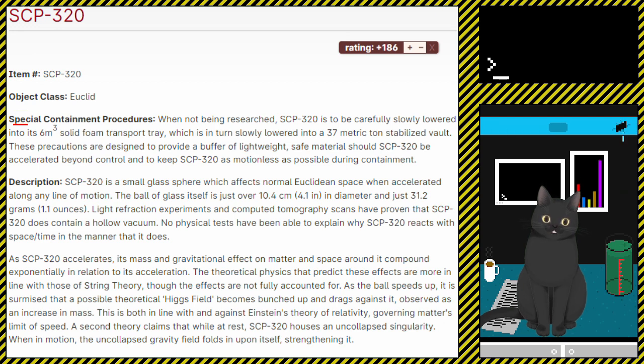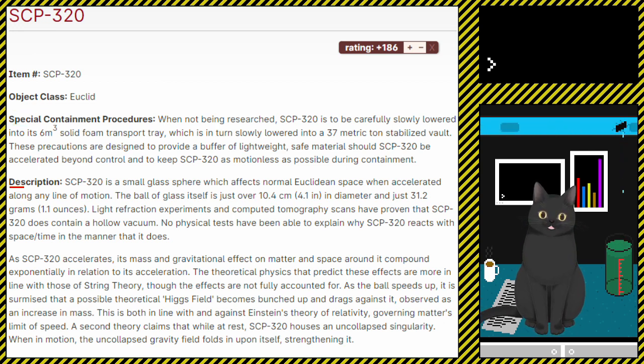Special Containment Procedures. When not being researched, SCP-320 is to be carefully, slowly lowered into its 6-meter cubed, solid foam transportation tray, which is in turn slowly lowered into a 37 metric ton stabilized vault. These precautions are designed to provide a buffer of lightweight safe material should SCP-320 be accelerated beyond control, and to keep SCP-320 as motionless as possible during containment.